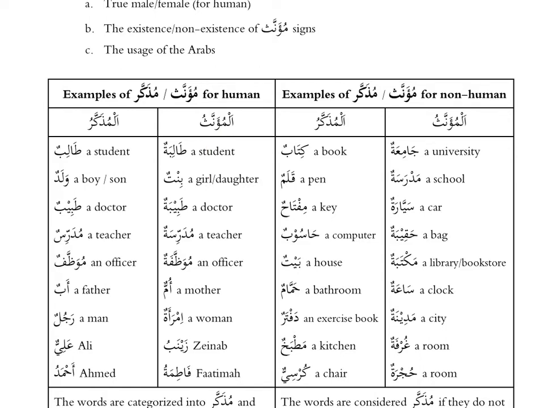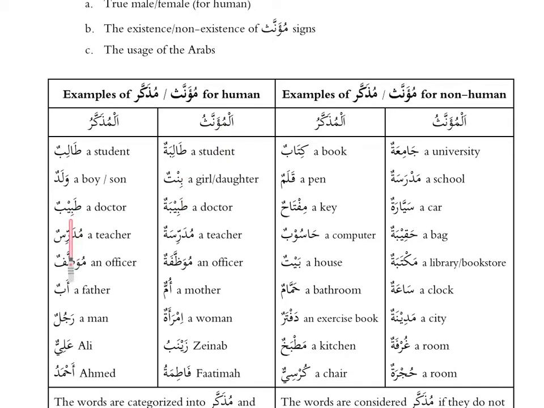The second example, walad. It means a boy or a son. Since it is for a male, this is muzakkar. Next word is bintun, bint. Bint means a girl or a daughter. So this is, of course, referring to a female, then it is a mu'annath word.